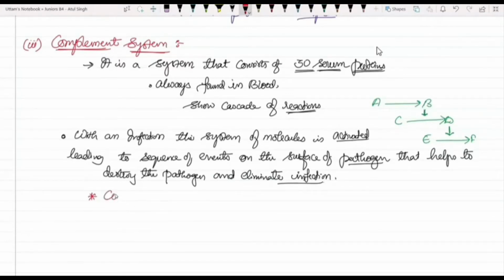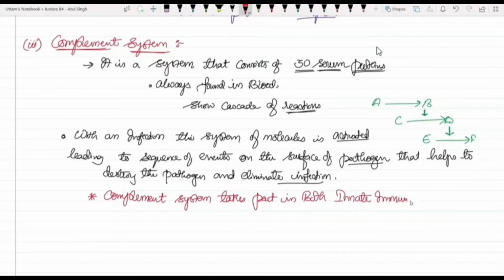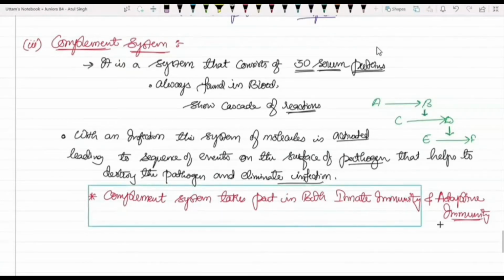So it takes part, complement system takes part in both innate immunity and adaptive immunity. Okay, in both it is taking part, right? So we cannot separate it and put it in innate or adaptive. We should keep it separate from innate and adaptive always.